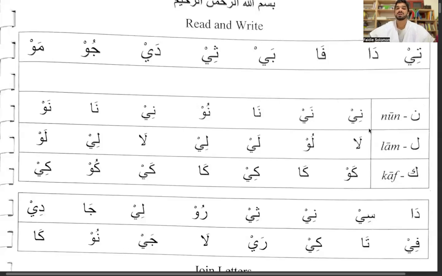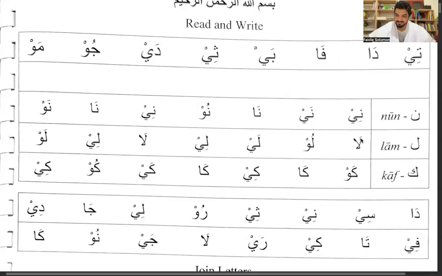Our job now is to make sure that we are able to pronounce or at least recognize them. Pronunciation isn't an issue at all. We need to be able to recognize it when we see it, not confuse the Noon with a Ba, or the Lam with the Alif, for example. So let's read this line. Ni, Nay, Na, Nu, Ni, Na, No. Hopefully that wasn't too fast. Slow it down if you need to.